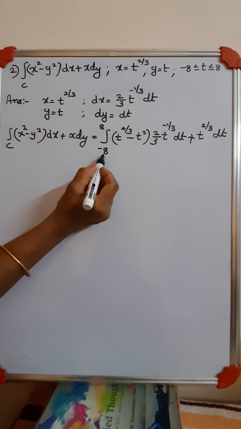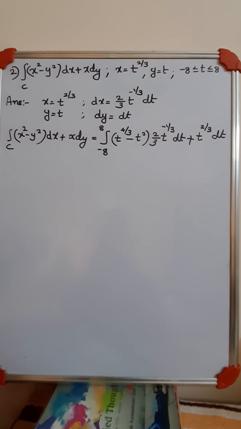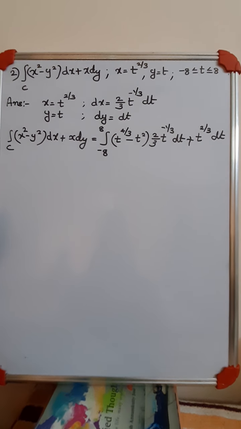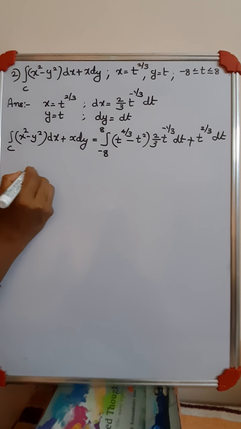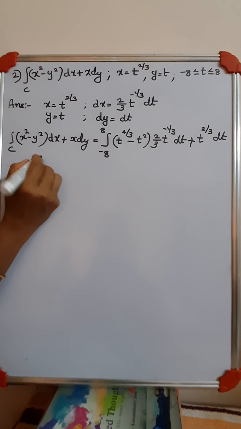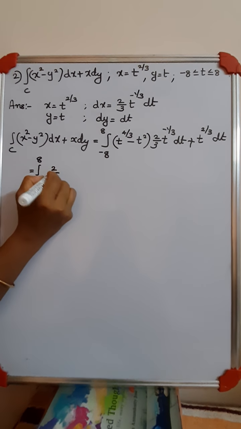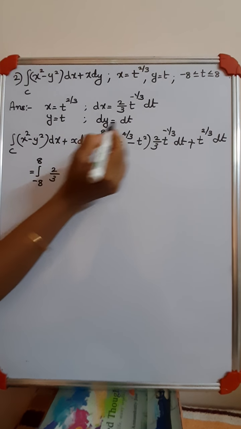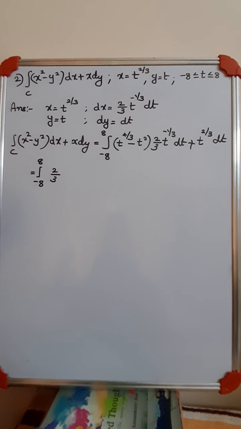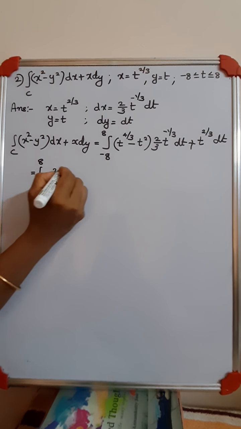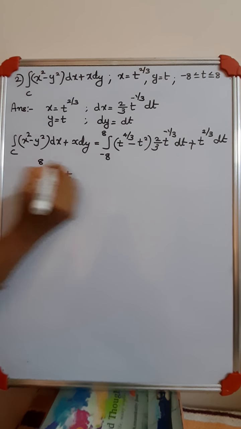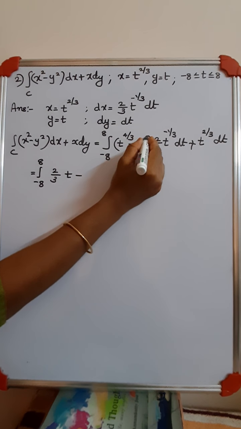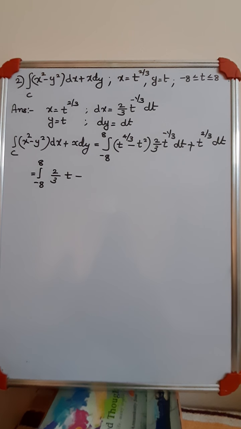And the limit of t is also given, t is from minus 8 to plus 8. Now integrate. First open the bracket, that is equal to integral minus 8 to plus 8. First term is 2 by 3 into t raised to 4 by 3 into t raised to minus 1 by 3. Add the powers, 4 minus 1, that is 3. 3 by 3, that is t raised to 3 by 3 is t itself, minus 2 t square and t raised to minus 1 by 3.